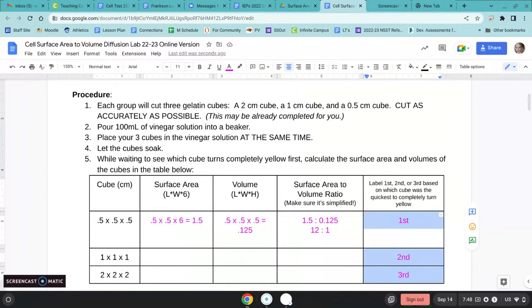The only thing you can't be here for is this, okay? Basically what happened here is we have these cubes and they're green and we put them in vinegar and they change color as they absorb the vinegar, and we're recording which one changed color the fastest, meaning which one could move nutrients in the quickest, okay? So I filled that in for you. You just have to fill in the surface area, volume, and the ratios.